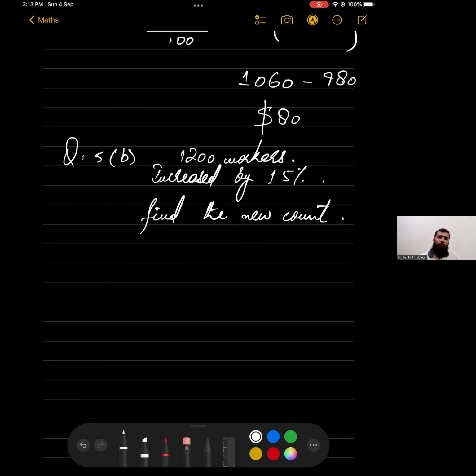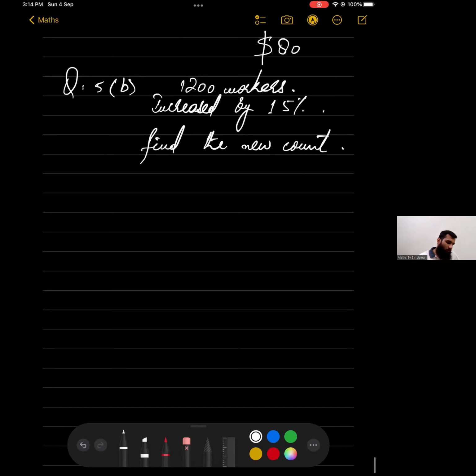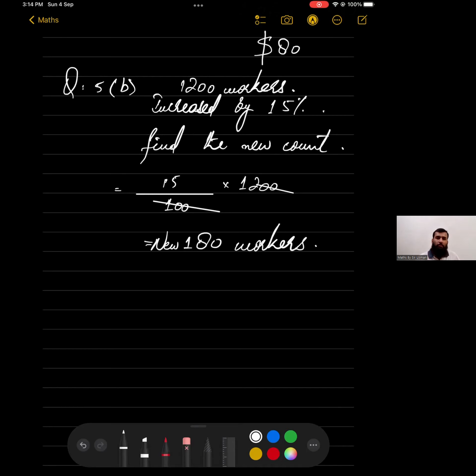We first need to figure out 15% of 1200, which is going to be 15 over 100. Now we'll multiply this with 1200. So you'll just solve this out और आपके पास final answer आ जाएगा as 180. Now one thing over here is that 180 workers are the new workers. ये extra हैं जो add हो गए system में या company में.